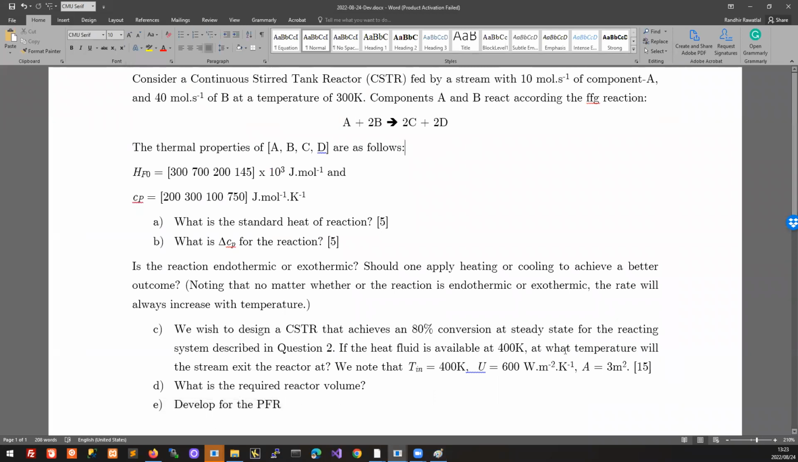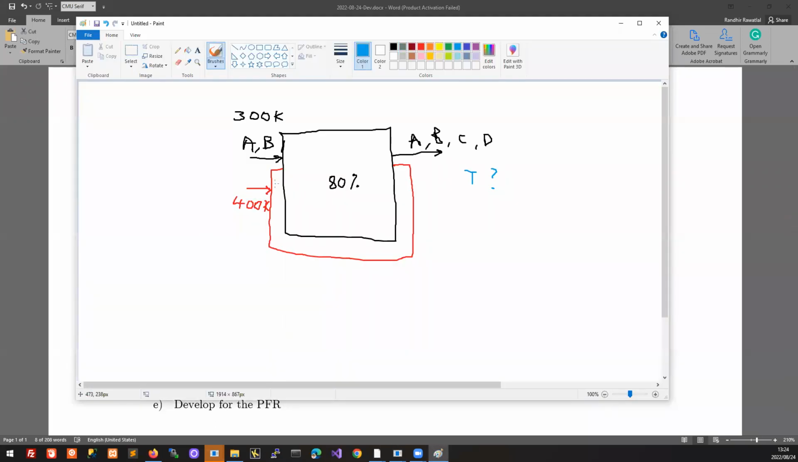So here, at what temperature will the stream exit the reactor? Let's just appreciate the problem. We are feeding this mixture in. We are given the molar flow rates as well. And then we have a heat exchanger around this reactor.